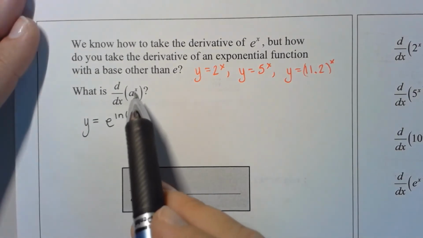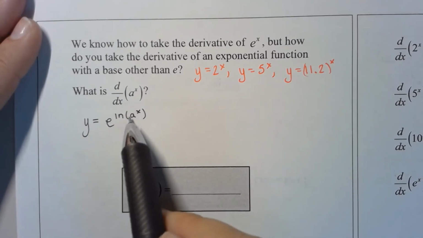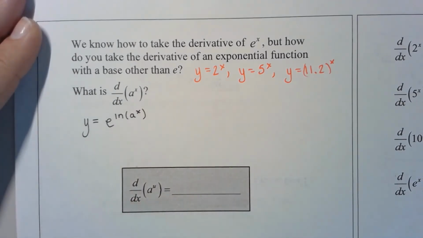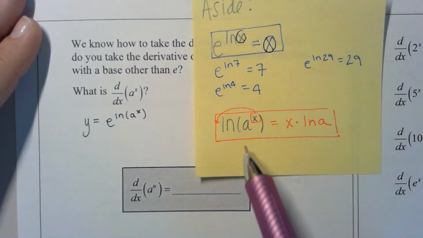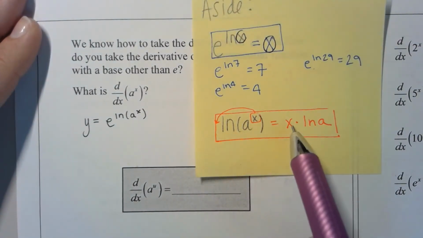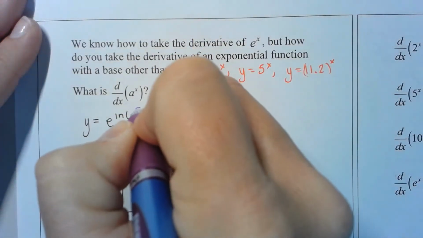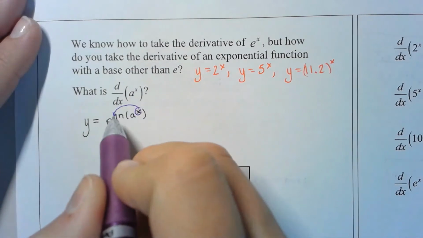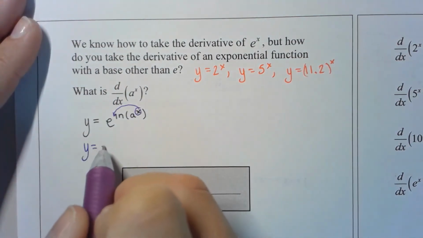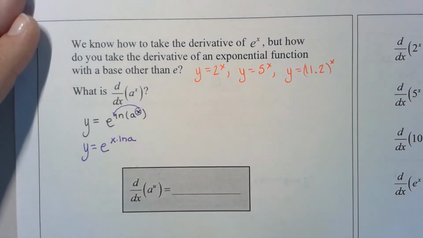I know it looks messy, but e to the natural log of a to the x is just the same as a to the x. So I'm just rewriting this. By the way, you never have to reproduce this. I'm just showing you where the rule comes from. Then I'm going to use our second rule that said if you have the natural log of a to the x, we can rewrite that as x times the natural log of a. So let's do that, right? That x comes just in front. So I have e to the x times the natural log of a.